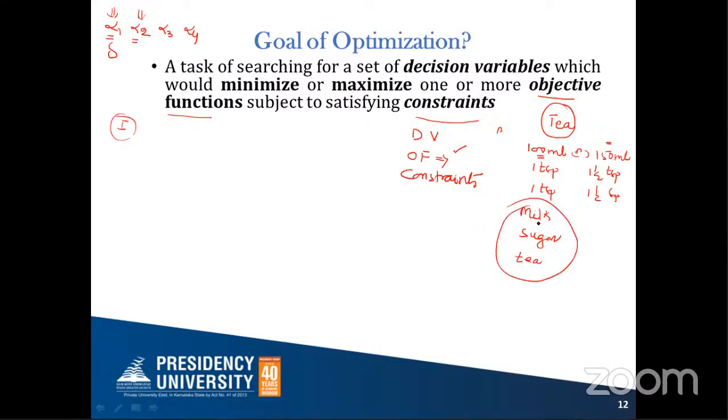So the decision variables here are how much quantity of milk is required to produce the required taste, how much quantity of sugar is required to produce the required taste, how much quantity of tea is required to produce the required taste. That means all these decision variables we have to keep in the objective function to validate our objective. Our objective may be minimization or maximization. In our case, our objective is to produce high taste tea.